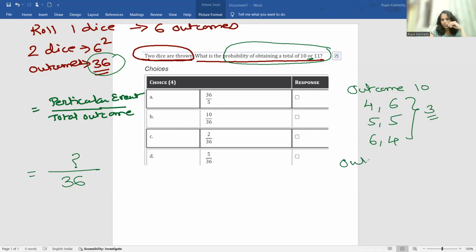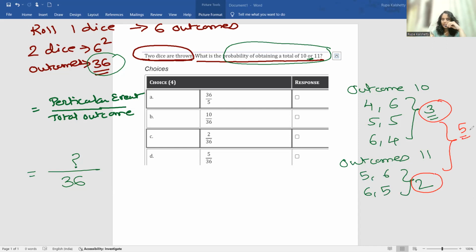Let's see how many outcomes we have for 11. The possibilities are 5, 6, and 6, 5. Only these two together make 11. So we have only 2 outcomes here. So in total, for 10 or 11, we have 3 plus 2, that is 5.